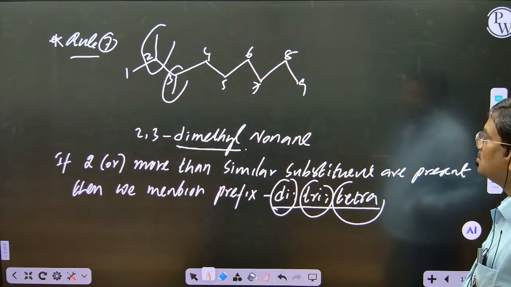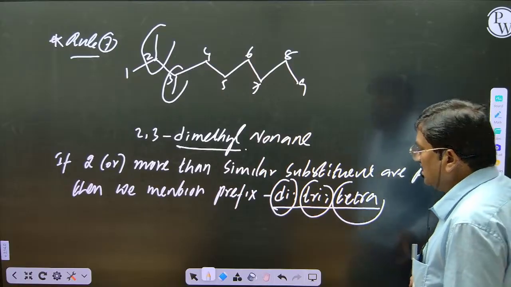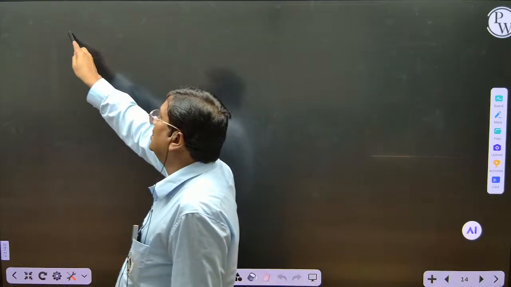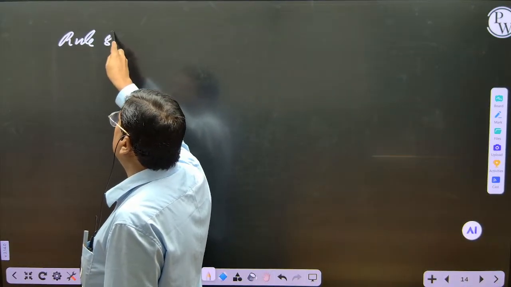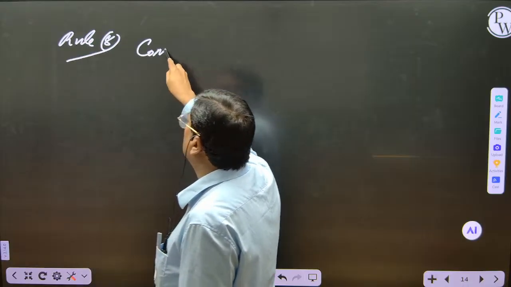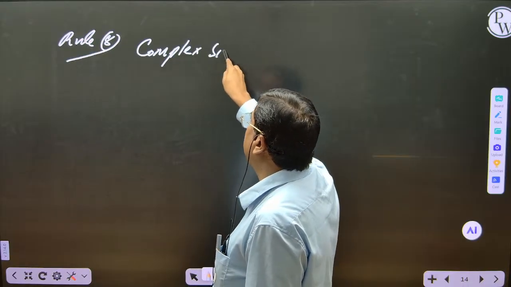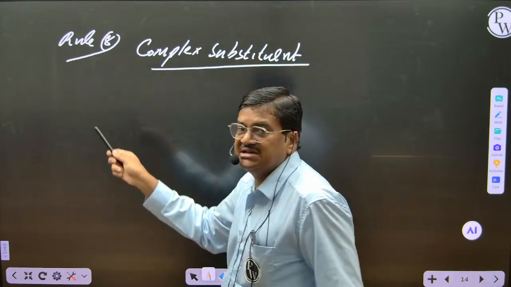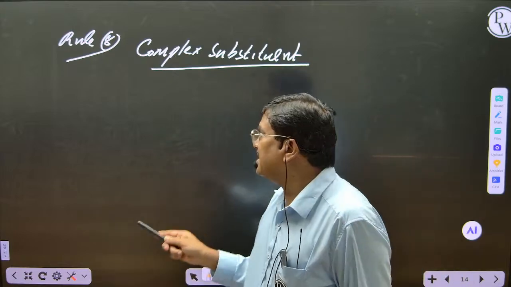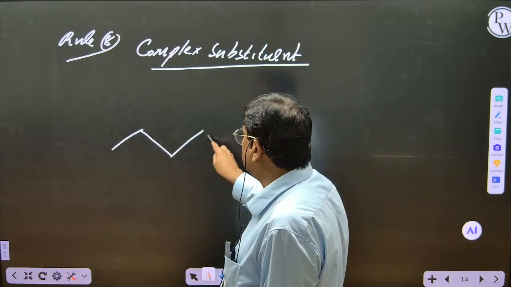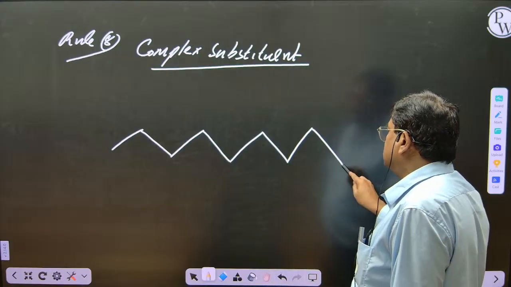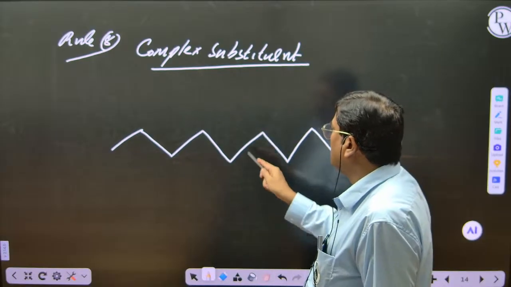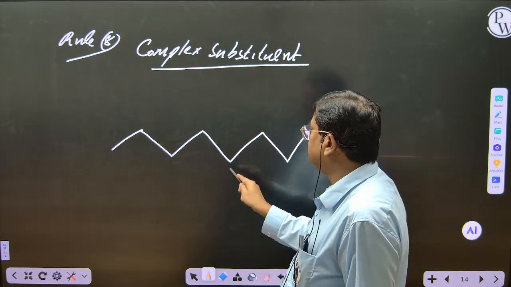Right, the last rule, rule 8. Rule 8, copy all of it. Rule 8 says complex substituent. Complex means what? Big. A bigger substituent present on the parent chain is called complex. Now see, for example, what is that complex substituent? I will show you. Say 1, 2, 3, 4, 5, 6, 7. Here I am placing one complex substituent.